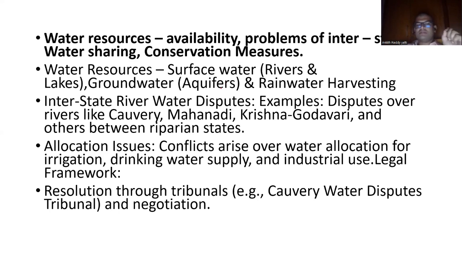Then interstate river water disputes. As I told you, many rivers in the country flow through more than one or two states. The origin state is the upper riparian state and the next lower states are lower riparian states. So there is always conflict over water sharing between these states. The Godavari Krishna river dispute between Telangana, Andhra Pradesh and Maharashtra, the Kaveri water dispute between Karnataka and Tamil Nadu, and the Mahanadi river dispute. So there are river disputes in the country, and there is also a mechanism to resolve them: you have tribunals and river water boards.